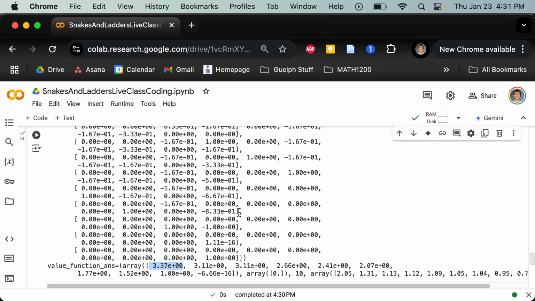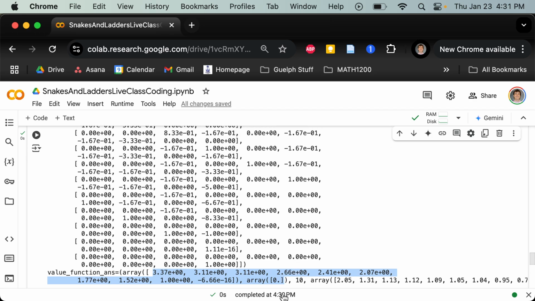3.37 times 10 to the 0. Okay, great. So this vector is telling you how many rolls it takes to get to the end, as a function of where you start. If you start at square 0, it takes 3.37 rolls. If you start in the final square, I guess it thinks it takes 6 times 10 to the minus 16, also known as very close to 0 rolls to get to the end. So that's very good. Okay, so we fixed it.